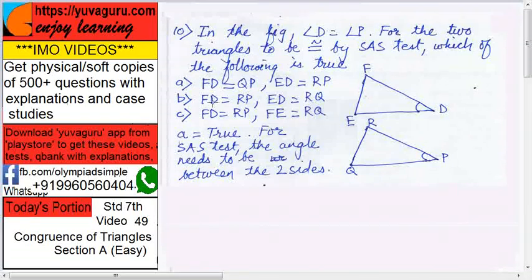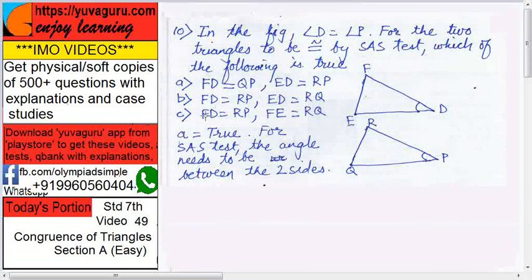Because the others, let's see: FD equals RP and ED equals RQ. That is not possible. Even if it is possible, even if the picture doesn't say it but it is there, then also what will happen? This angle is not between the two sides then.